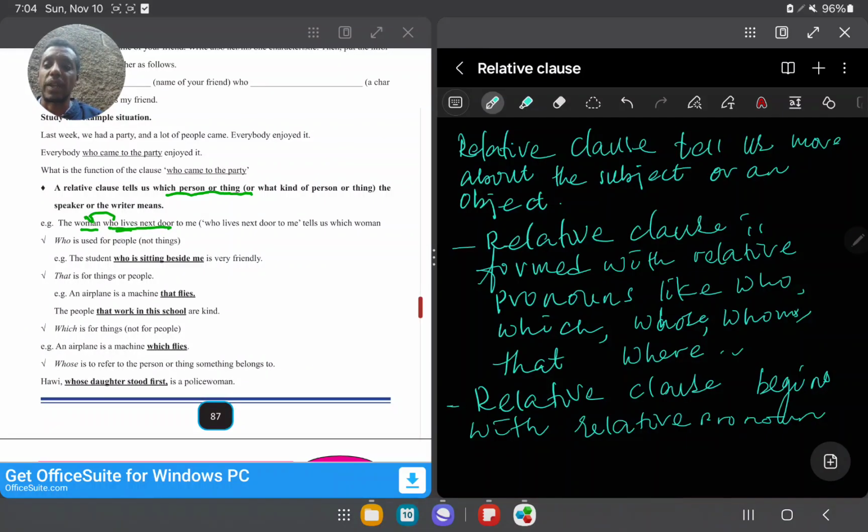ስለዚህ ክሎዙ የትኛው ነው ከተባላችሁ ይሄኛውን ከት አድርጉት። ይሄንን አስምሩትና እዚህኛው ጋር the woman lives next door to me. Who lives next door to me? ይሄኛው ሬላቲቭ ክሎዝ ነው ማለት ነው። እንደነገርኳችሁ here is relative clause begins with relative pronoun. Here is the clause.